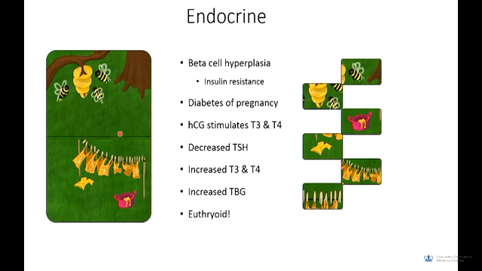Endocrine, you have beta cell hyperplasia. You see these beta wings on this bee, and insulin resistance. You have the diabetes of pregnancy, so diabetes, and also honey is sugar.